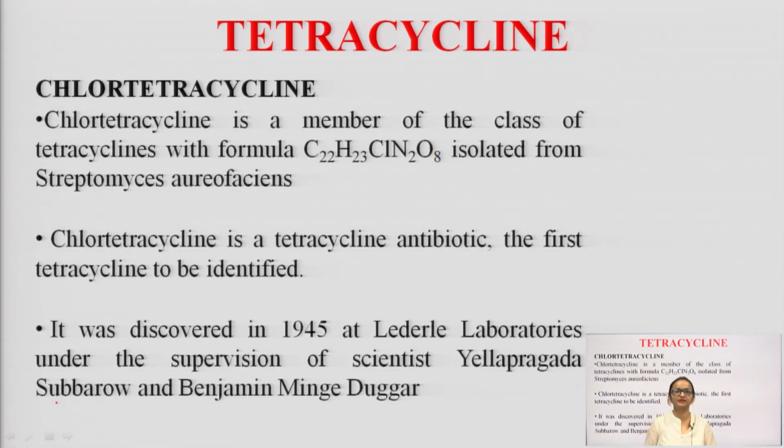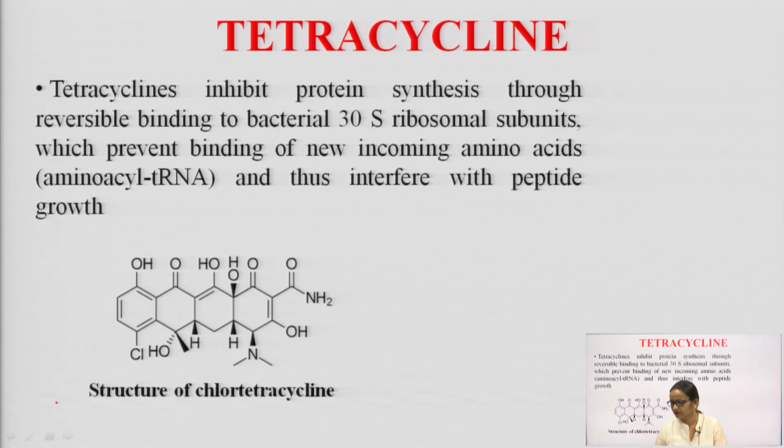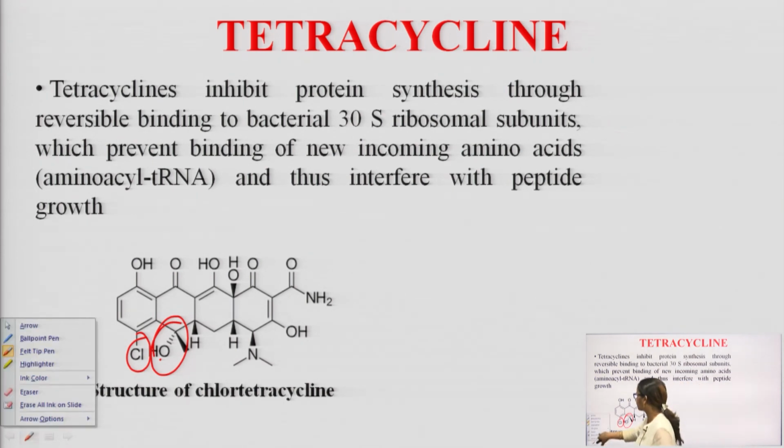Next, chlortetracycline, it is a member of the tetracycline class. Its molecular formula is C22H23ClN2O8, isolated from Streptomyces aureofaciens. It is the first tetracycline identified, discovered in 1945, under the supervision of scientists Lelipreda Subaru and Benjamin Minge Duggar. It also inhibits protein synthesis by binding to the 30S ribosomal subunit. In the structure you can see here, in chlortetracycline there is one chlorine group, and one OH group is substituted here.